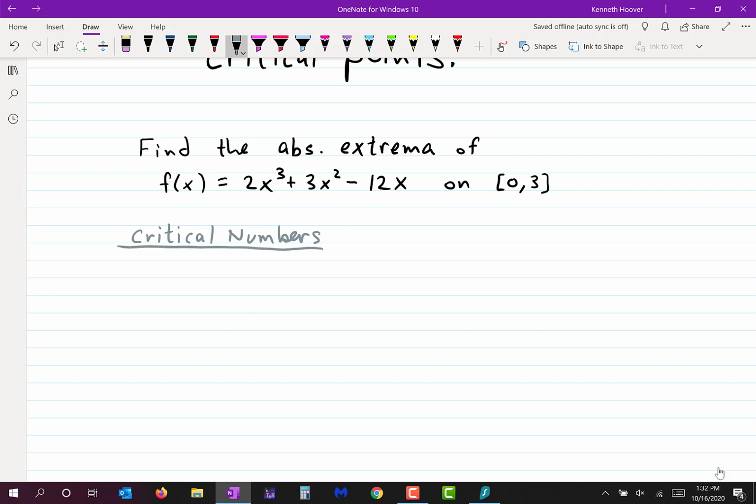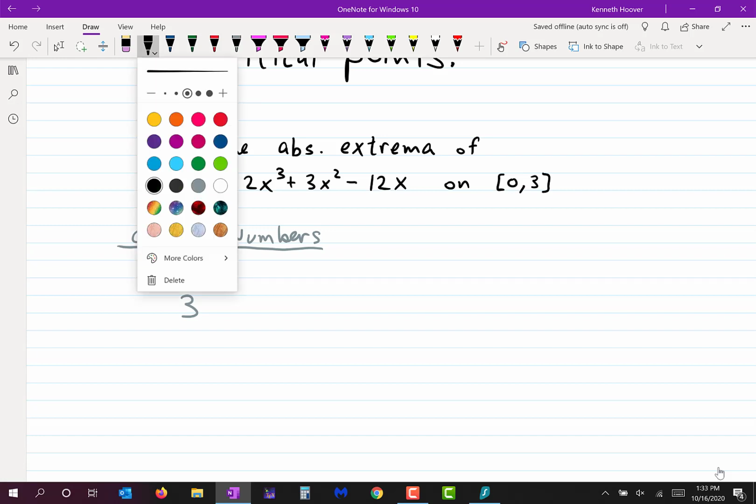So automatically 0 and 3 are critical numbers because they are endpoints in the domain. You see, now, if that had said, for instance, that, then I wouldn't list 3 as a critical point because it's not in the domain. It's an endpoint of the domain, but it's not in the domain, you see. Okay, so there's 2 critical numbers.